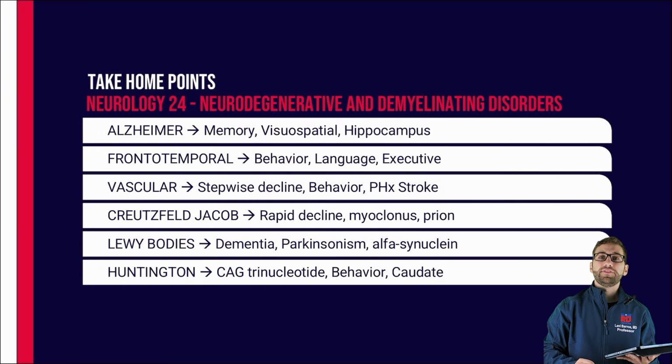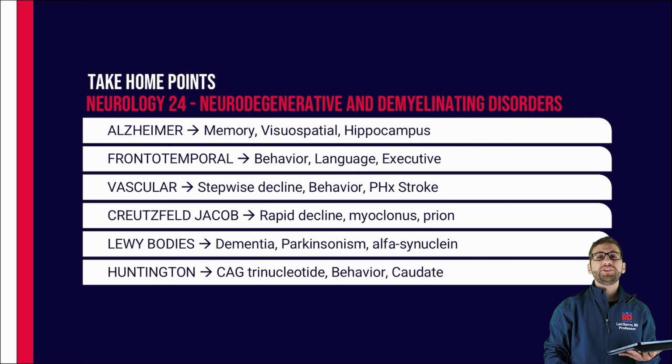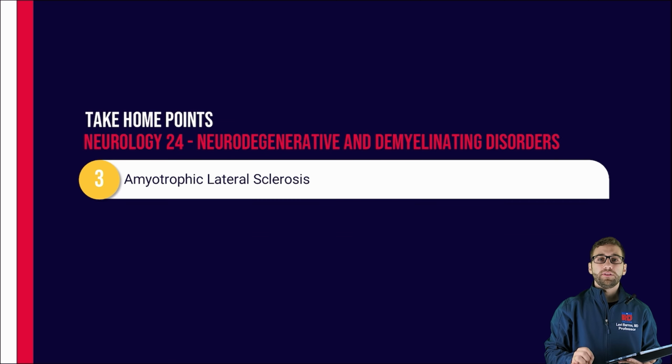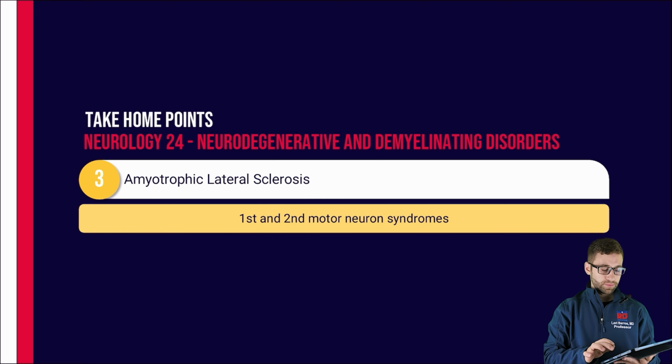Creutzfeldt-Jakob disease is a rapidly progressive dementia with myoclonus caused by prion disease. Lewy body dementia is characterized by dementia with Parkinsonian features, plus vivid visual hallucinations, associated with alpha-synuclein deposits. And finally, Huntington's disease is an autosomal dominant disorder with CAG trinucleotide repeat expansions leading to behavioral changes and caudate atrophy. ALS involves both upper and lower motor neuron degeneration, leading to muscle weakness and atrophy.